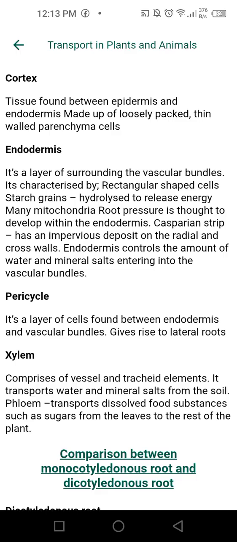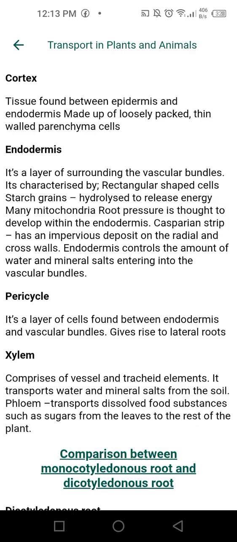It's characterized by rectangular-shaped cells, starch grains hydrolyzed to release energy, and many mitochondria. Root pressure is thought to develop within the endodermis. Casparian strip. Has an impervious deposit on the radial and cross walls. Endodermis controls the amount of water and mineral salts entering into the vascular bundles. Pericycle. It's a layer of cells found between endodermis and vascular bundles. It gives rise to lateral roots.